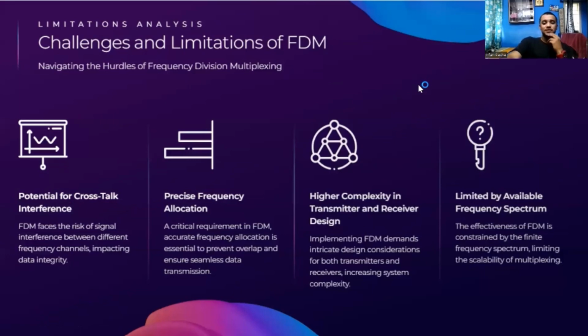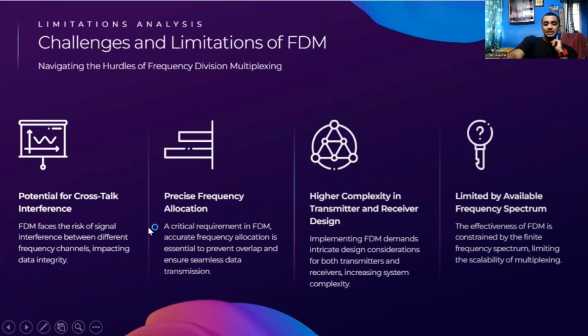First one, potential for crosstalk interference. So the crosstalk interference is the same. When I am communicating with one of my friends, how can FDM be resolved? How can we develop FDM so that we do not have frequency interference and we can have a personal talk without any interference, without any noise, without any cutting of calls, without any breakage of the frequencies? FDM faces this kind of risk of signal interference between different frequency channels, impacting data integrity.